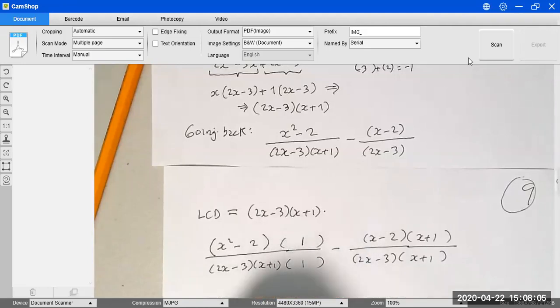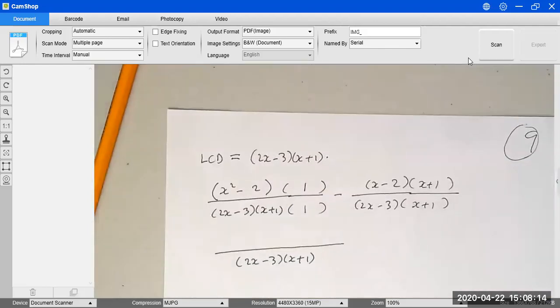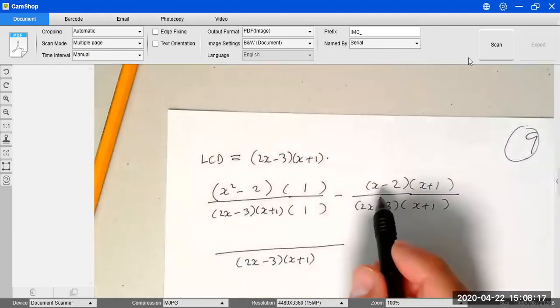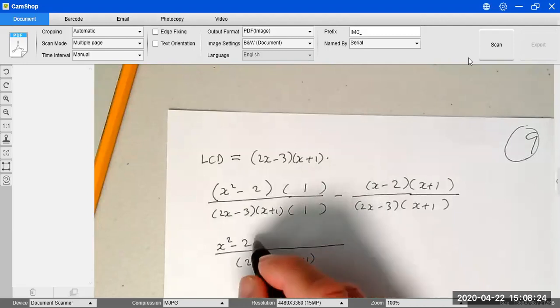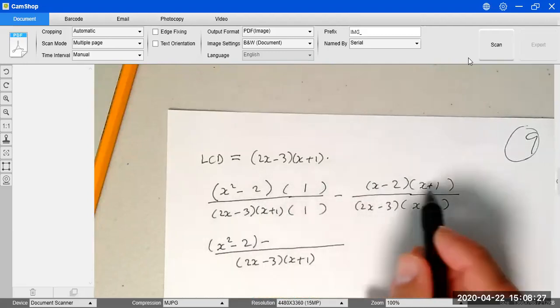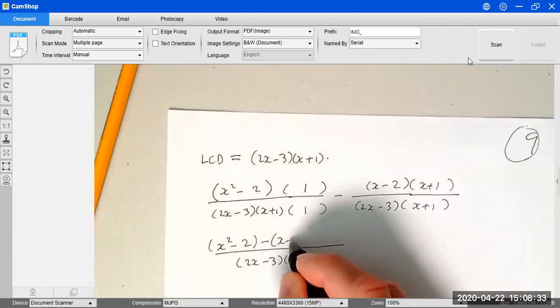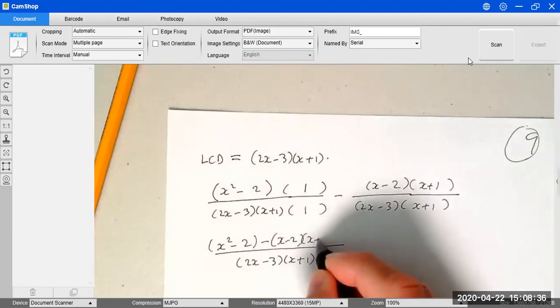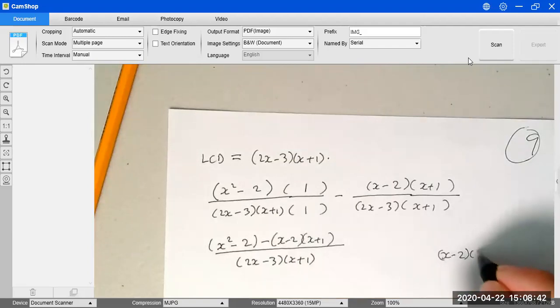So I'm going to write now my least common denominator. The numerator is going to be x squared minus 2 minus, and we're going to multiply these two binomials. I'm going to indicate the operation, so I need to do this multiplication. Let's do it somewhere. x minus 2 that multiplies x plus 1 is going to be this multiplying this and this, and this multiplying this and this.